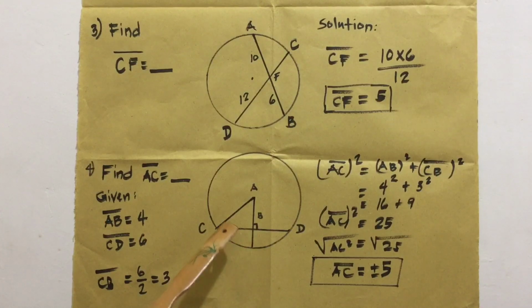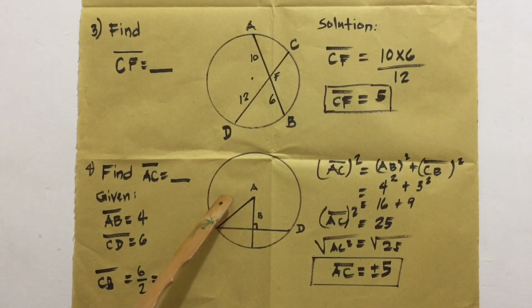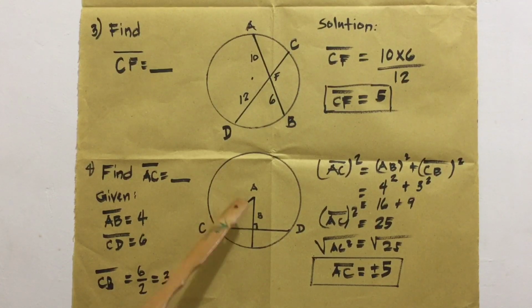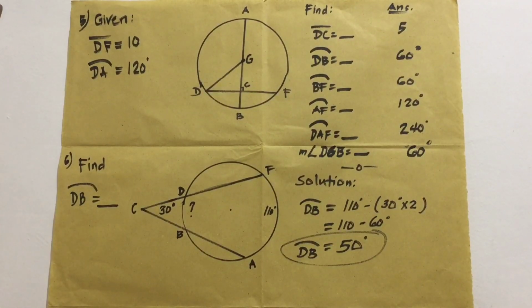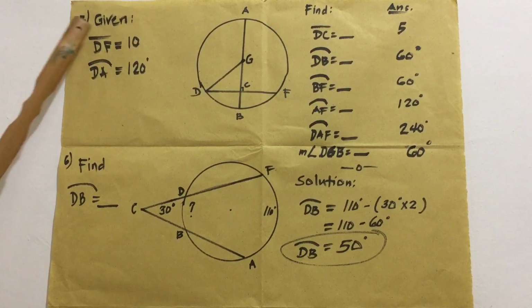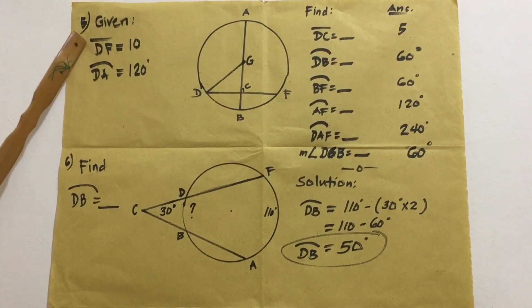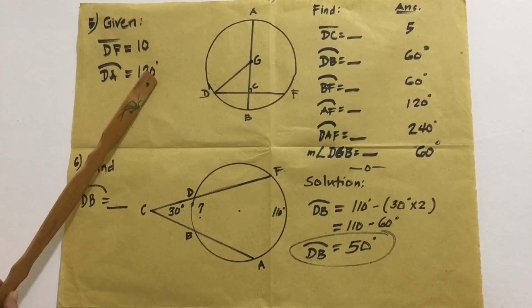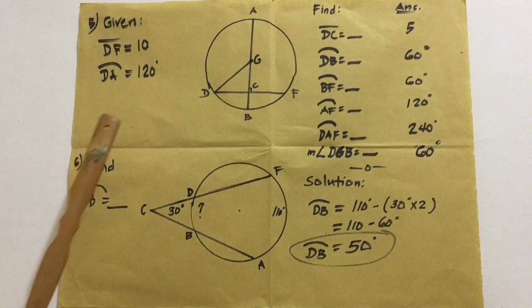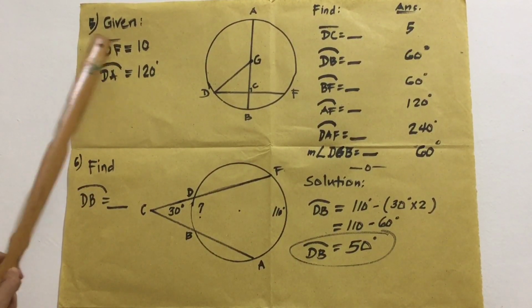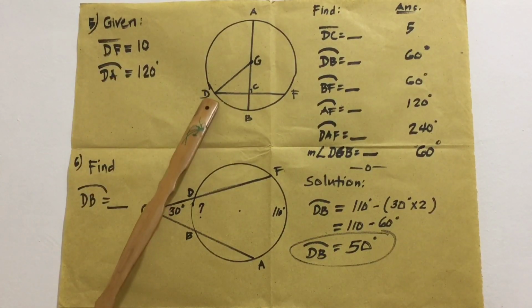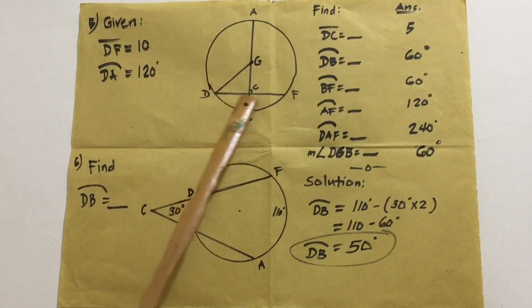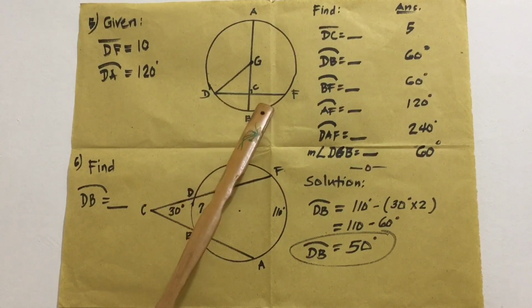So we have now this AC, which is the hypotenuse of a triangle, equal to positive 5. Okay, number 5 question. Given segment DF equals 10, arc D equals 120. First, we're going to locate the segment DF. So this segment is equivalent to 10.